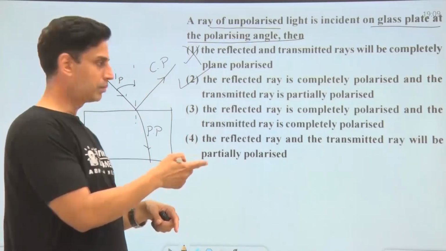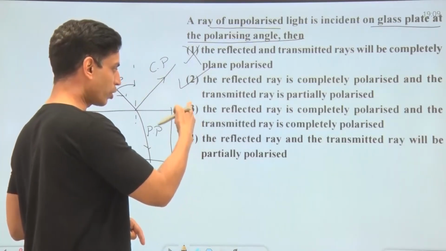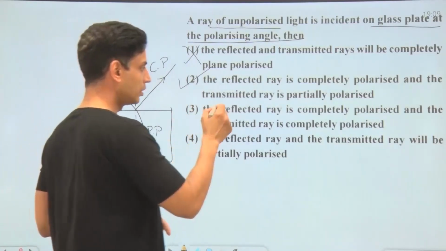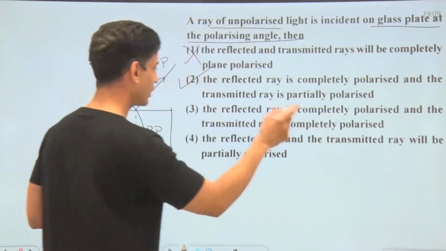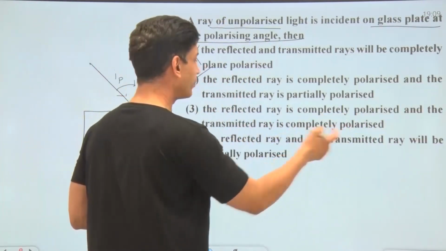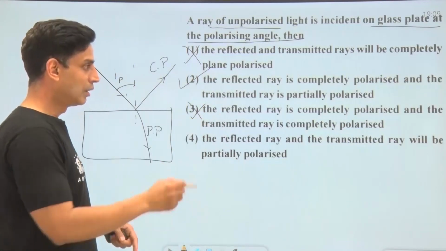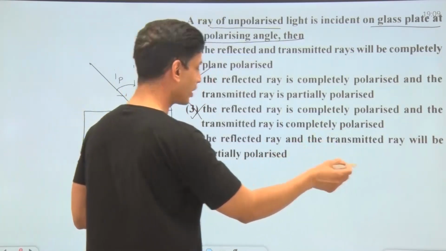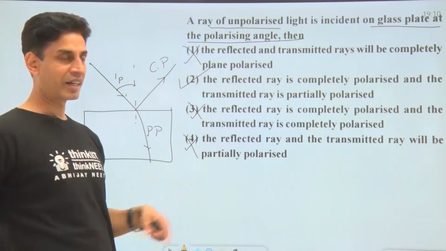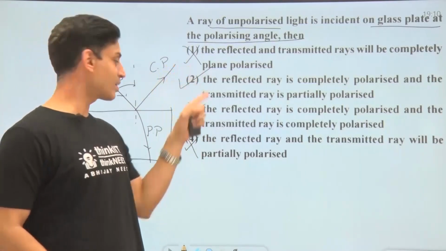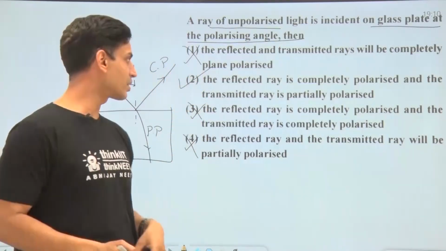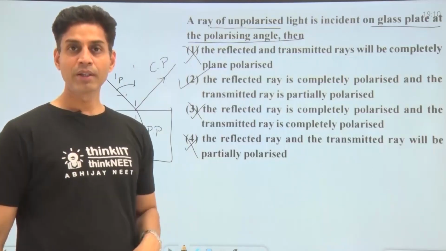We'll also try option number 3 and 4. The reflected ray is completely polarized and the transmitted ray is completely polarized. It is incorrect. The reflected ray and the transmitted ray will be partially polarized is also incorrect. Here CP is completely polarized and PP is partially polarized. That is, option number 2 is our correct answer.